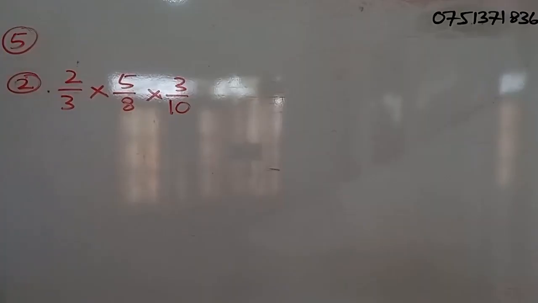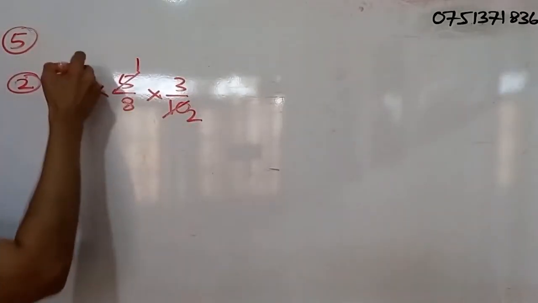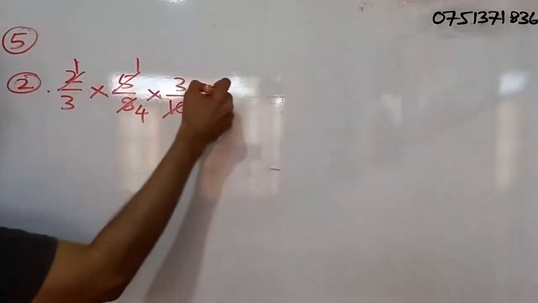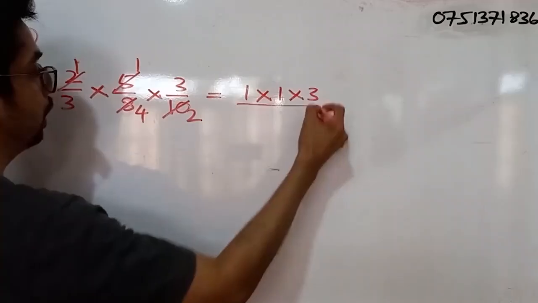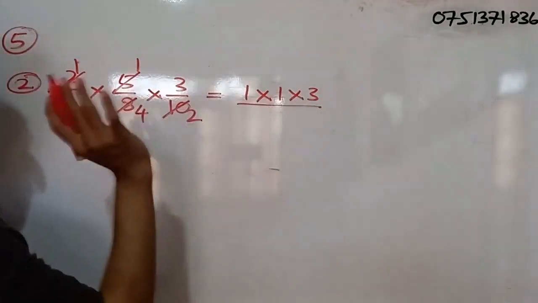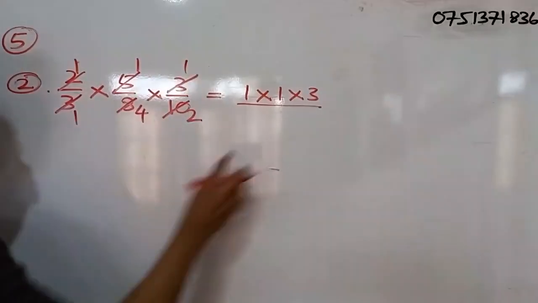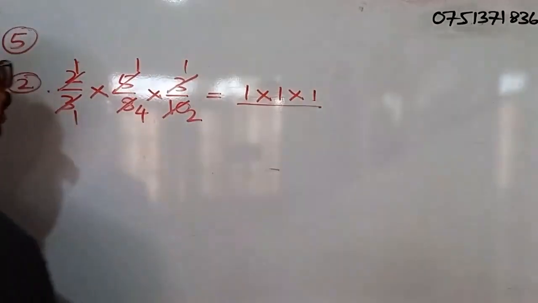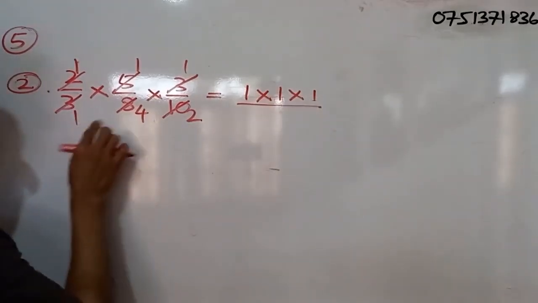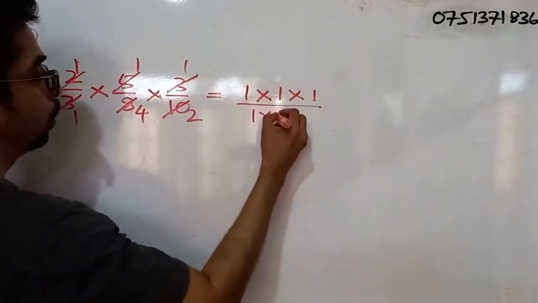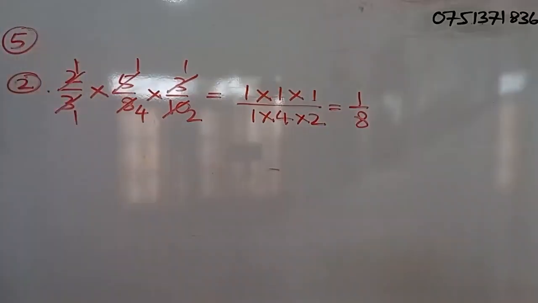Right? So we know 5 times 1 and 5 times 2. 2 times 1 and 2 times 4. So in the top half we get what? 1 times 3 divided by, and another thing, we can cancel out the 3. So this is 1. 1 times 1 times 1. Then 1 times 4 into 2. So I get what? 1 by 8.